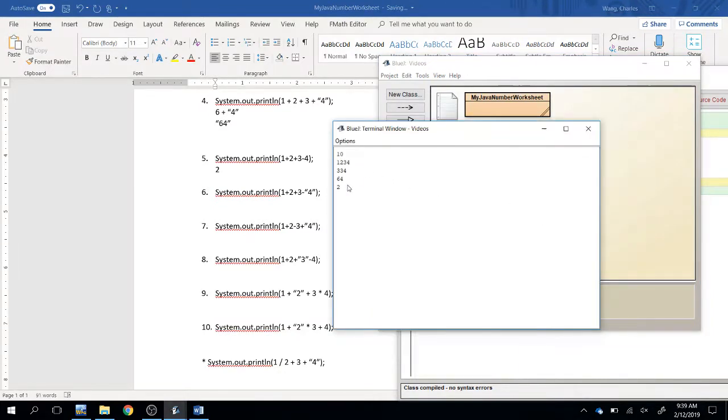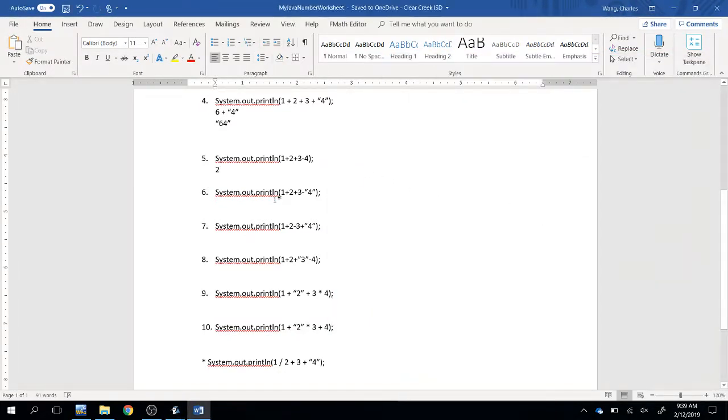And there we go, 2. Now let's look at this problem, problem 6. What happens if I try to subtract a string? Can you subtract a string? Yes, it is an error.